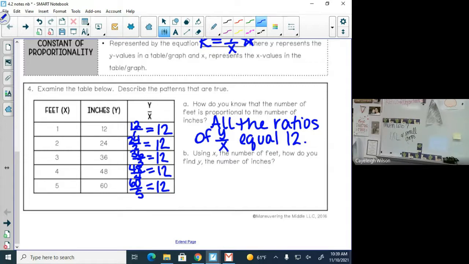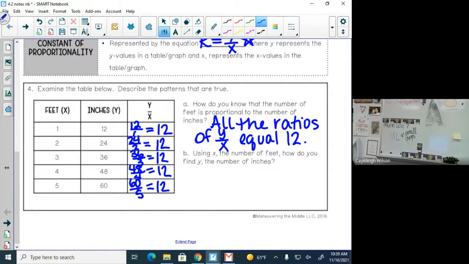200. How'd you figure that out? It was 20 times 10. 20 times 10. You took my constant pay, my $10, and you multiplied it by my hours. That's how you can find something that you don't know once you know the constant.